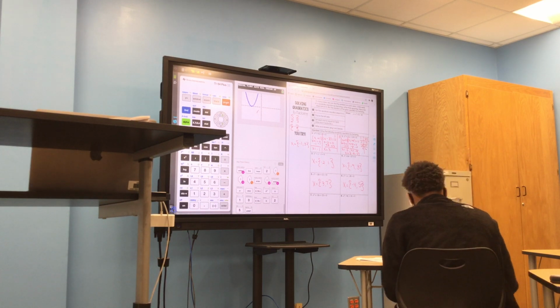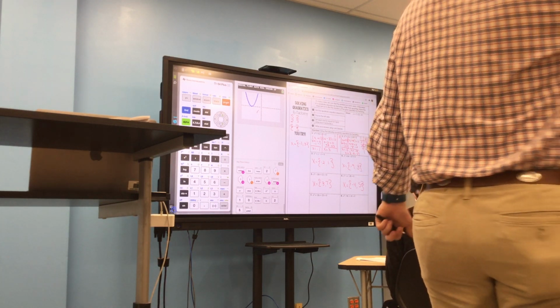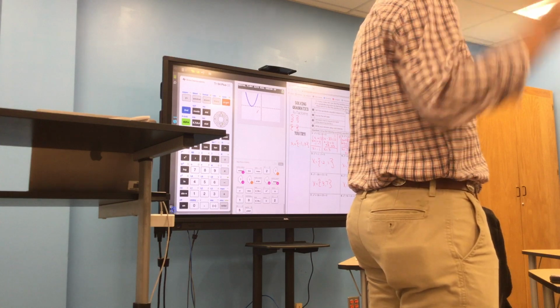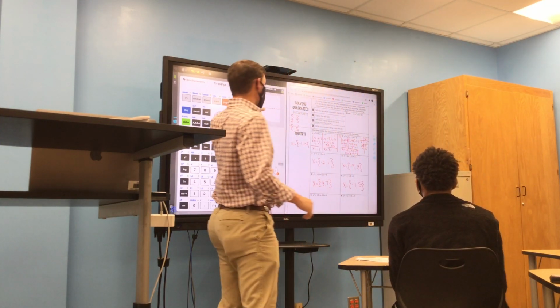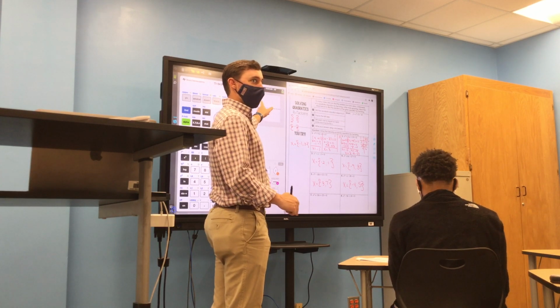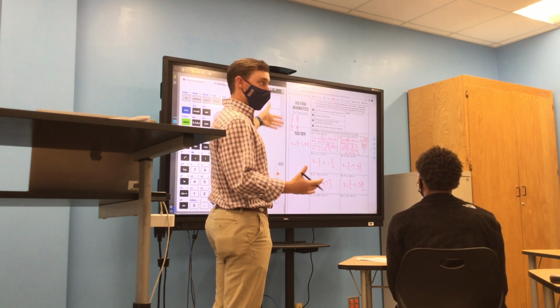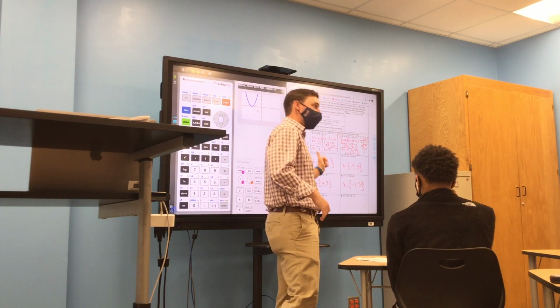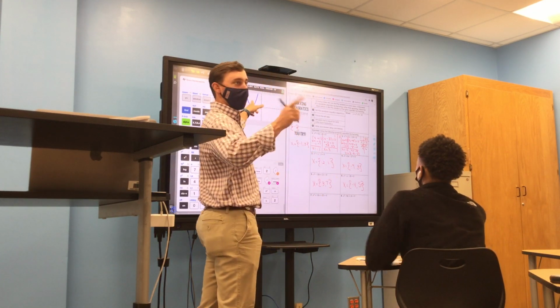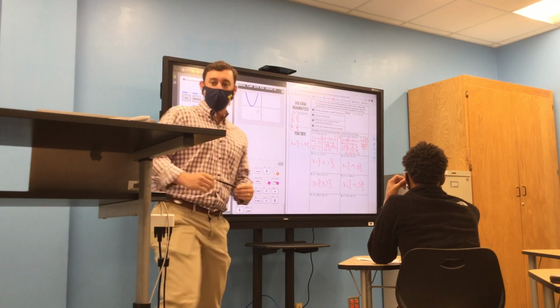How many times does this look like it crosses the x-axis? Once, right? It looks like it touches the x-axis one time. That's telling you that you're only gonna find one solution, rather than 2 solutions. This one only crosses one time, so that's all you're looking for.